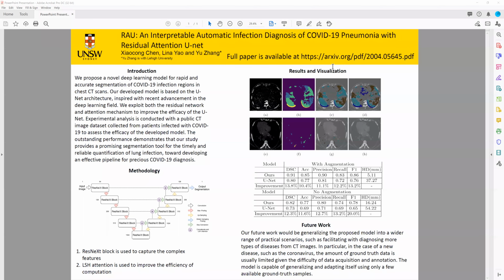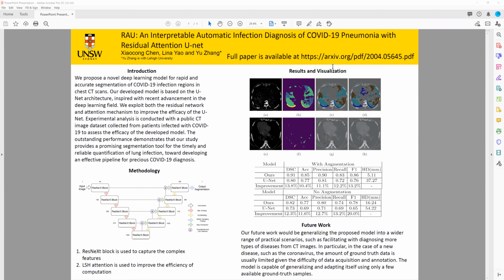So today I will share our work, which is called RAU, Interpretable Automatic Infection Diagnosis of COVID-19 Pneumonia with a Residual Attention Unit. In this work, we propose a novel deep learning method for rapid and accurate segmentation of COVID-19 infection regions in chest CT scans.